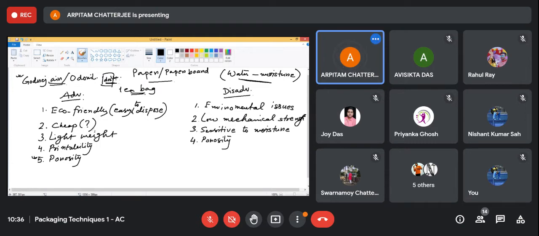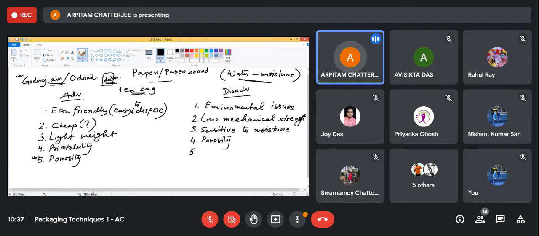Suppose you are packing a very sensitive chemical product which is very much prone to oxidization. So in that case, if you pack it in paper, then it may be problematic. Okay, because external oxygen will get inside and it will oxidize the material inside. So in those cases, this porosity will work as a disadvantage.